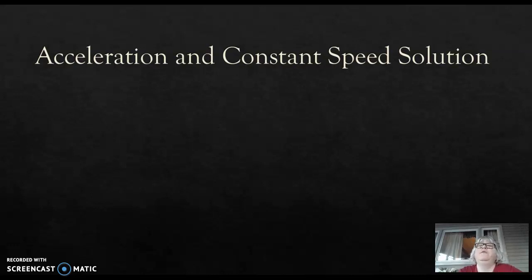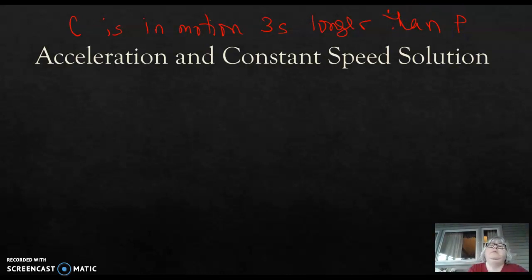Now, let's work on the first part, which is how long is the police car in motion? We just said that the speeding car, which I'm going to call C, is in motion 3 seconds longer than the police car, which I'm going to call P. So let's find out how long was the speeding car in motion. We know that the speeding car was traveling with constant speed. So that's V equals X over T, or T is X over V.